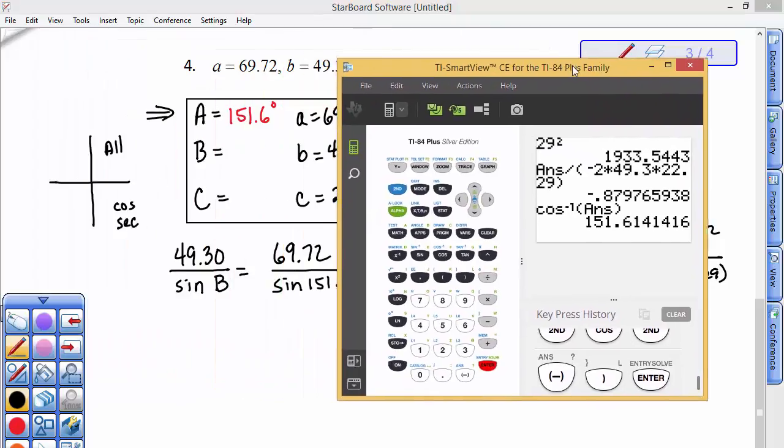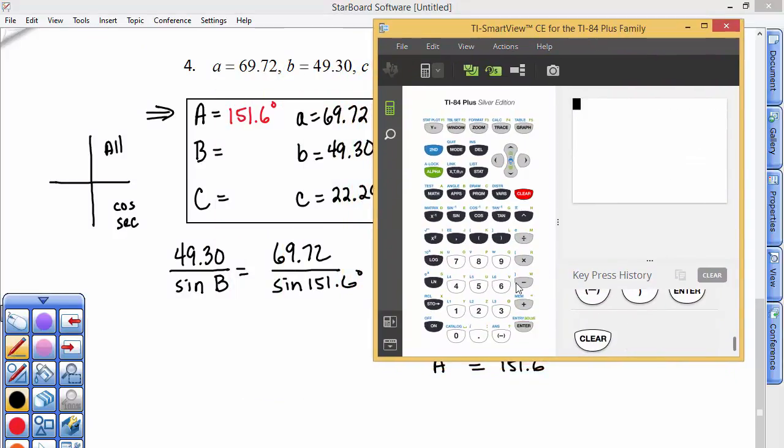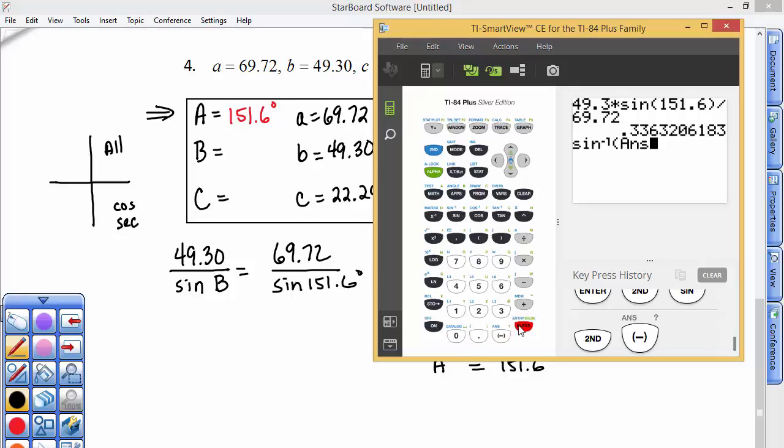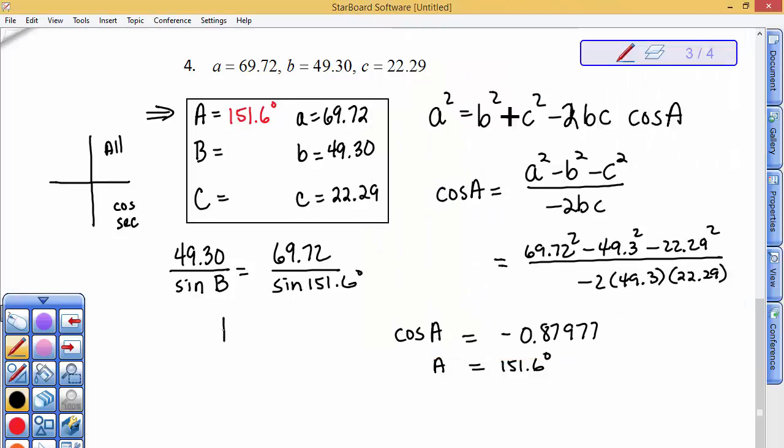Let's just go ahead and practice that. We have time. So again, I'm going to keep practicing my using of my calculator. So 49.3 times the sine of 151.6, close those parentheses, divide by the 69.72. Remember, this is not angle B, this is the sine of angle B, which is 0.336. So I go second sine, second answer, and I find out that angle B is equal to 19.7 degrees. I'm going to put that down here. Add these two up, subtract from 180. Don't forget to check your answers, and you'll get angle C.